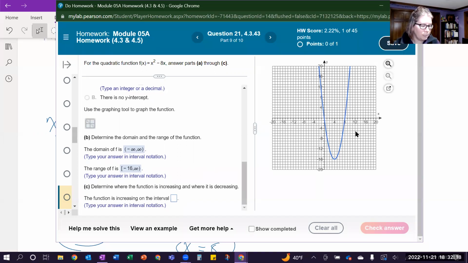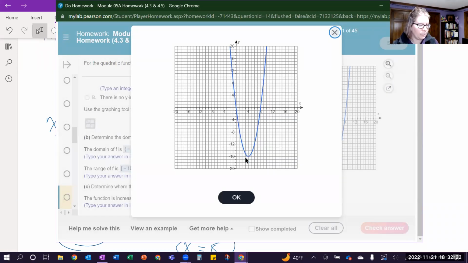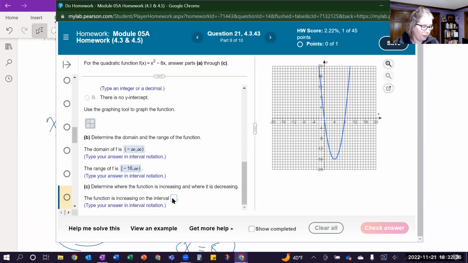So where it's increasing is after the vertex. So remember, the vertex was at (4, -16). So once I get past 4 horizontally, the graph is going up. And then before that, I'm decreasing. So I need an interval.